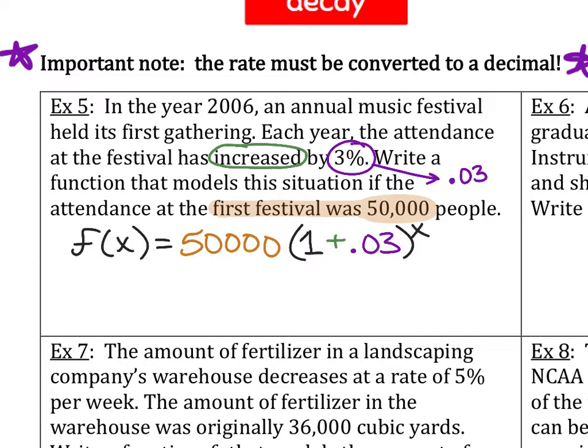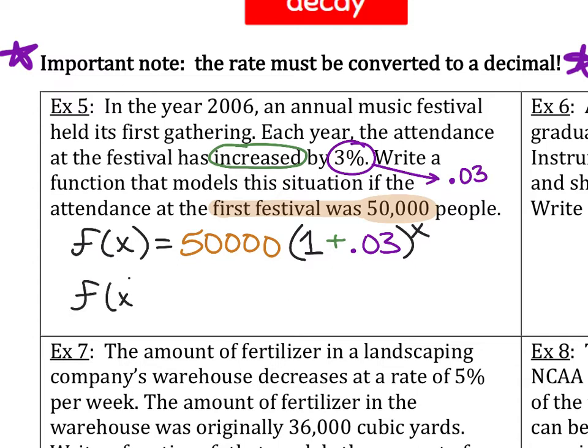Right? We've just filled in what we know. We knew it was increasing, so that's plus. We knew the rate was 3%, so 0.03. And we knew its initial value was 50,000. All we have to do to finish this up is simplify the parentheses. Super easy, no big deal.